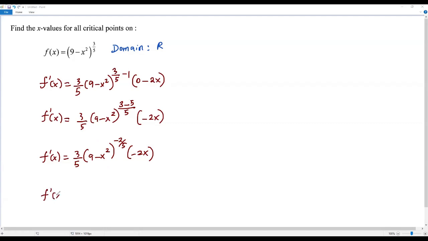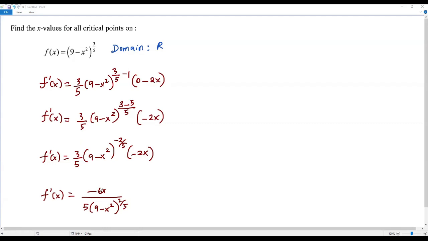So f prime of x equals, now I'm going to move this term to the denominator to make the exponent positive. And also I can multiply this 3 and negative 2x, then I'm getting negative 6x over 5 times (9 minus x squared) whole to the power of 2/5. Okay, now I got the derivative of the given function f of x.